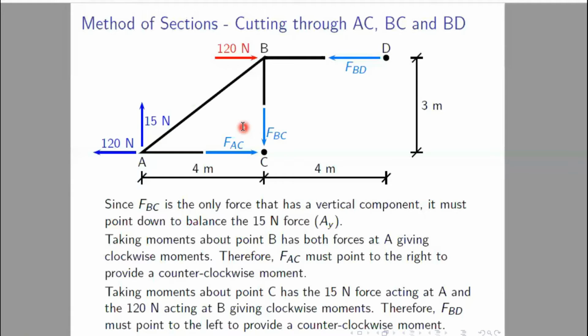Suppose in case of FBC, what we can see is that this is one vertical member force, and we can see from the whole structure that there is only one vertical force other than FBC, and that is 15 kilonewton upward force. So in order to maintain the equilibrium, the FBC must be downward and should be equal to that 15 kilonewton. So from that we can say that FBC will be tensile in nature in order to fulfill the equilibrium. So that's why in our case we have directly assumed it to be tensile force.